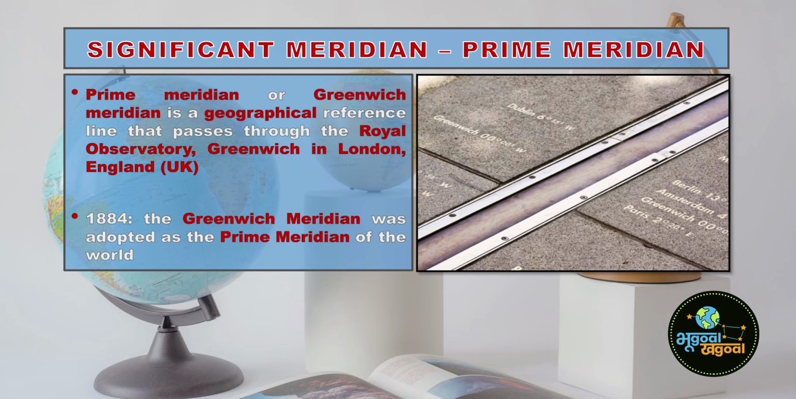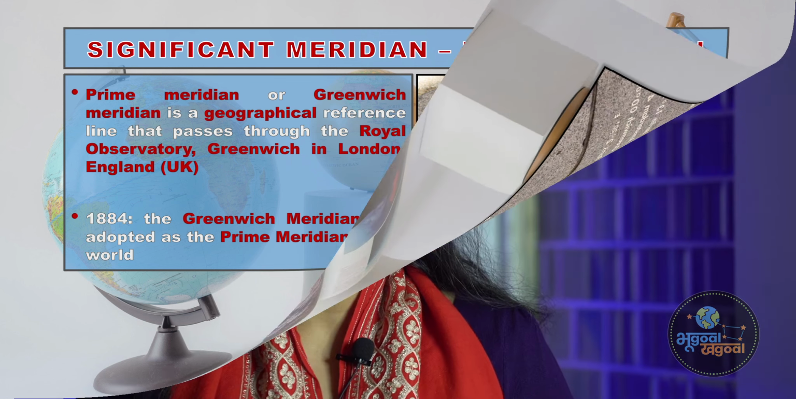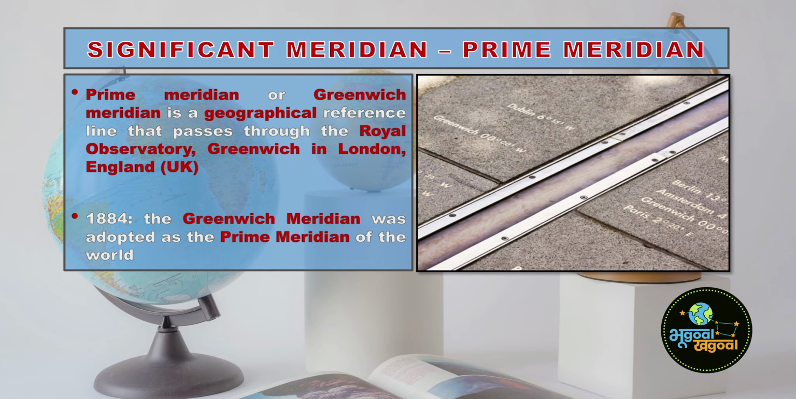The Prime Meridian or Greenwich Meridian is the geographical reference line that passes through the Royal Observatory at Greenwich in London, England. This is marked as 0 degrees. This and its counter meridian at 180 degrees divide the globe into the Eastern Hemisphere and Western Hemisphere.